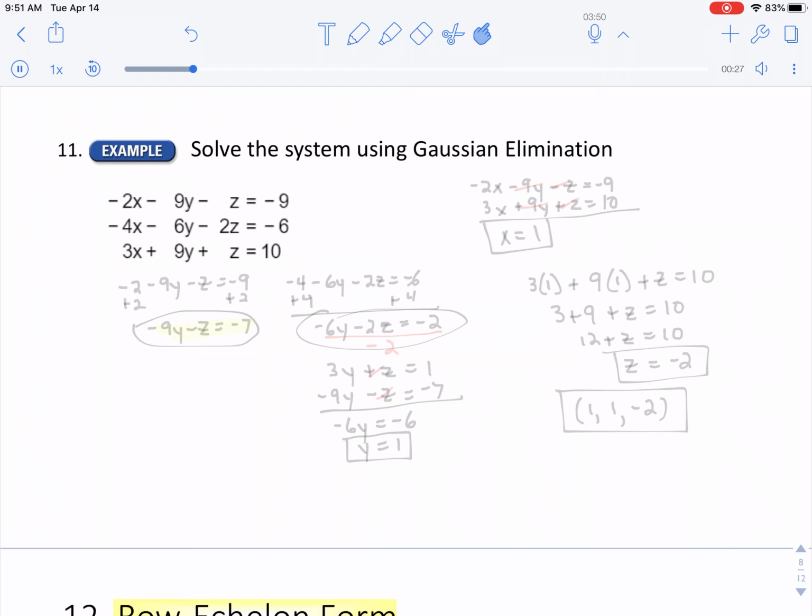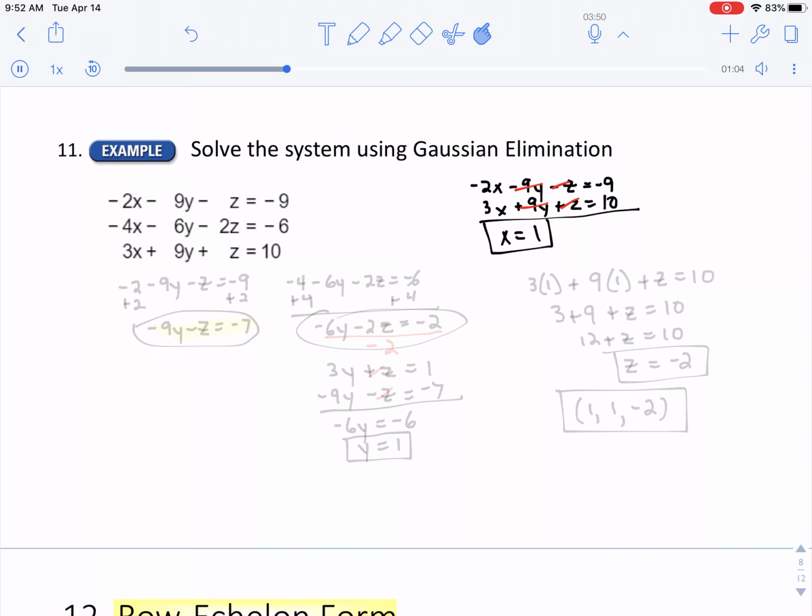So when I do that, I've got negative 2x minus 9y minus z equals negative 9, and I'm going to add to it 3x plus 9y plus z equals 10, and I add those together, and oh, this is nice. Negative 9y and positive 9y is 0, and negative z plus z is 0, so that's going to leave me with negative 2x plus 3x is x, and negative 9 plus 10 is 1. I've already got my x.